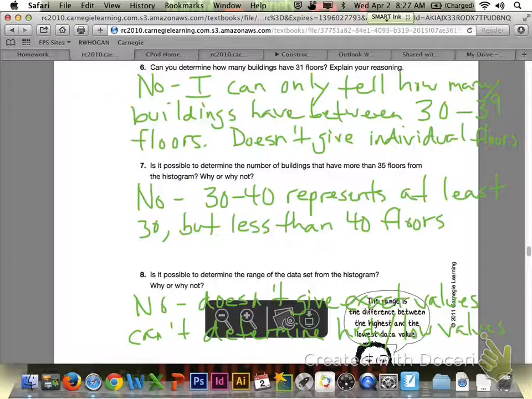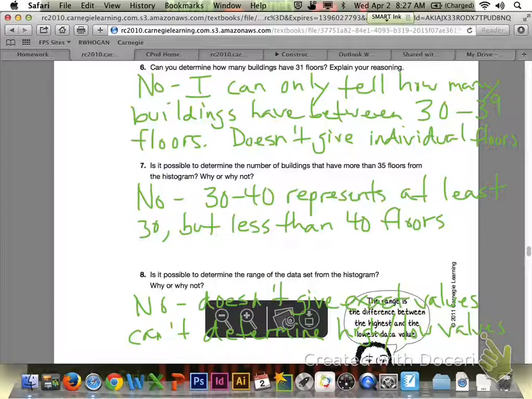And finally, number 8 asks, is it possible to determine the range of the data set from the histogram? Why or why not? Remember, in order to find the range, you need to take the low value from the data and subtract it from the high value in the data. So again, it is not possible to determine the range of this data set because the histogram does not give exact values, it only gives intervals. So there is no way to determine the highest and lowest data value in order to calculate the range.